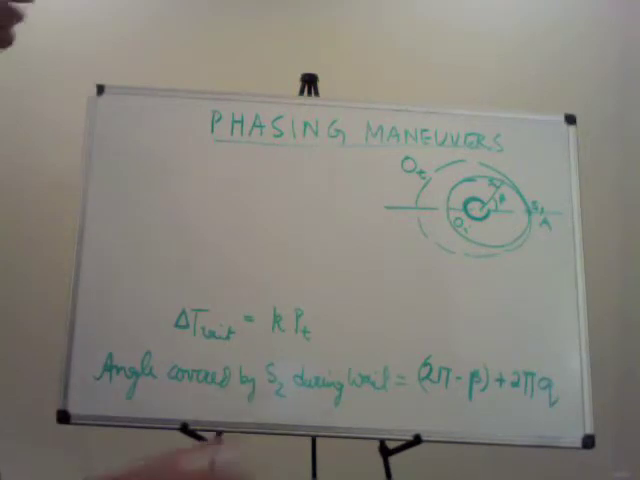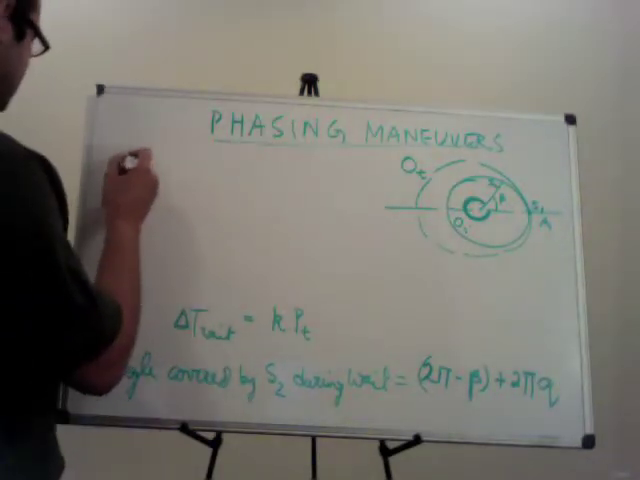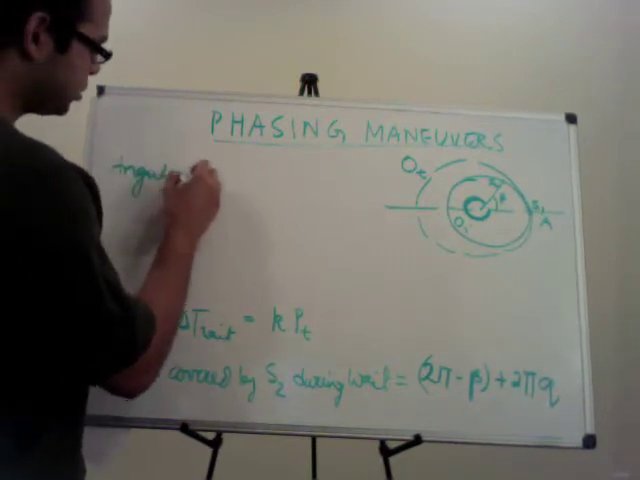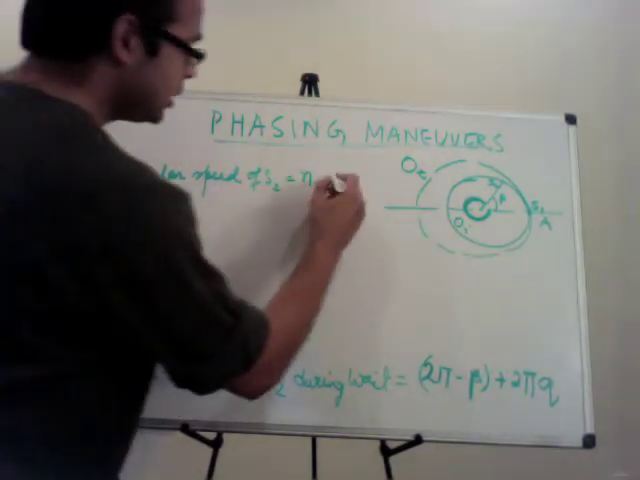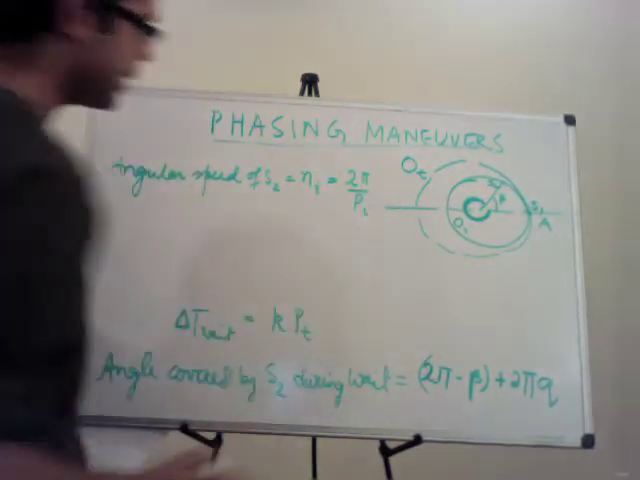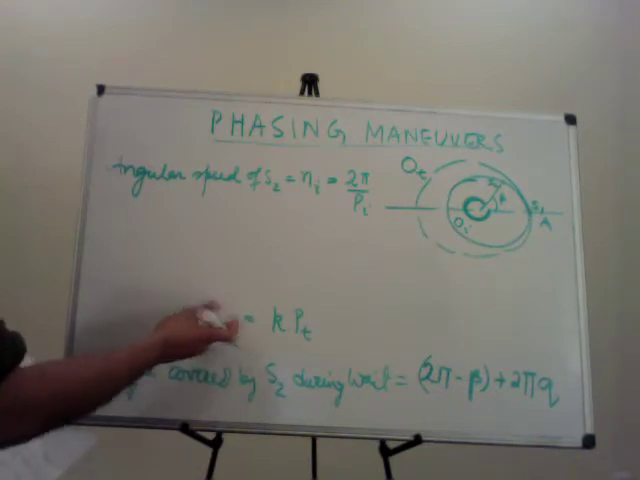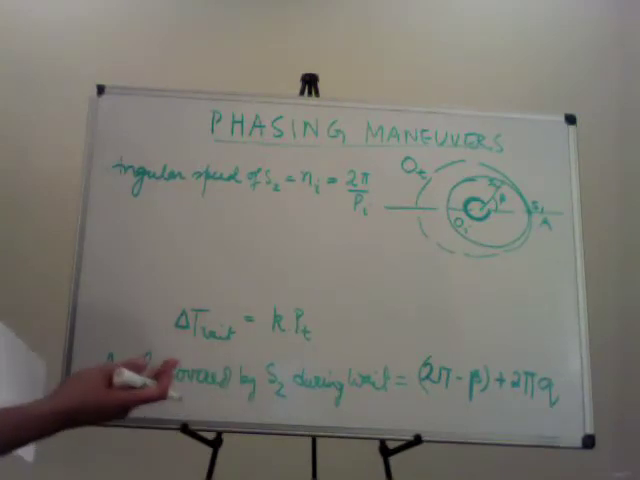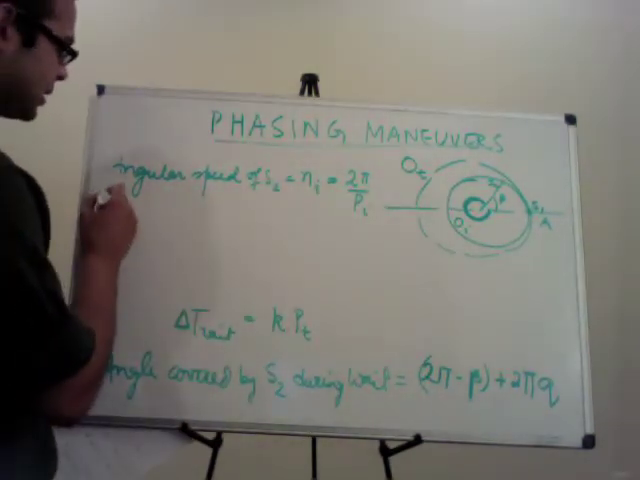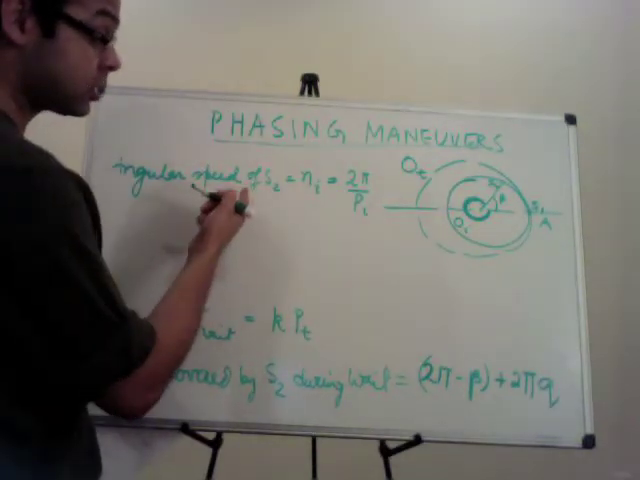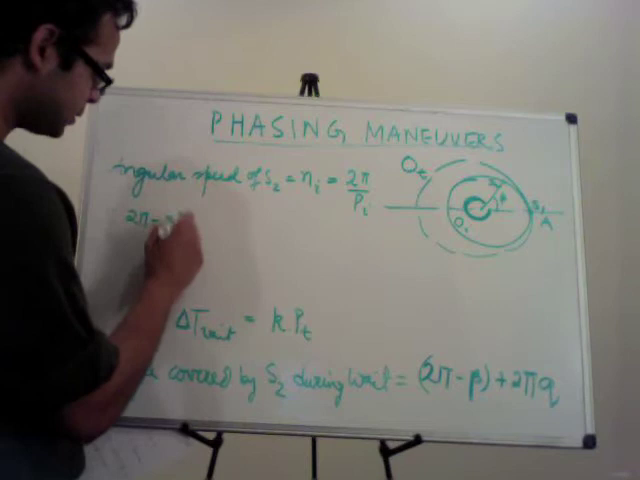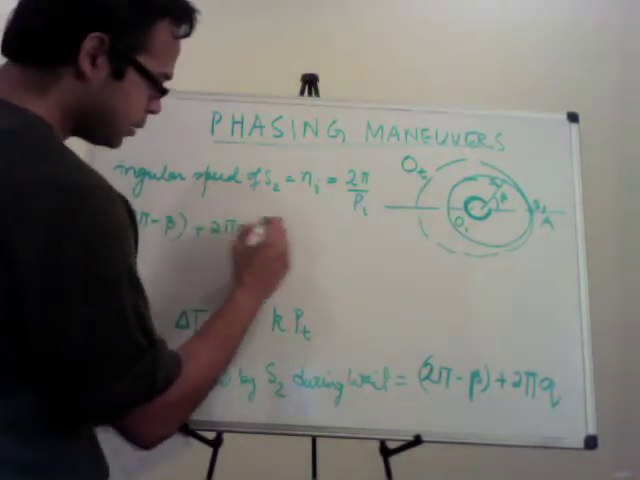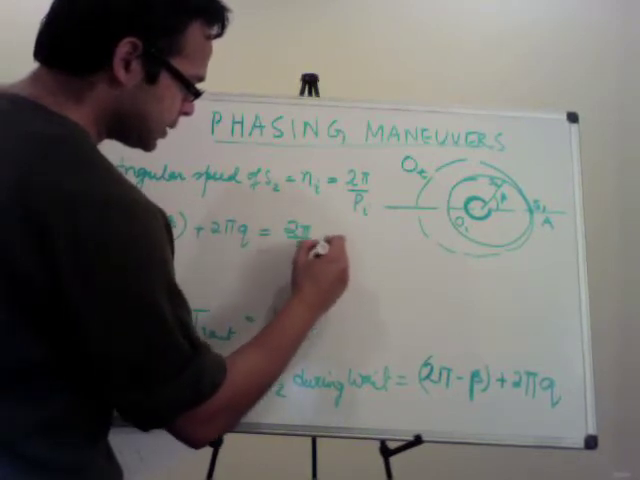Now, what is the angular speed of S2 on the orbit that it is on? The angular speed of S2 is the mean motion, and it is on the initial orbit OI, so this is nothing but 2 pi over PI. Here we have the time it takes for the maneuver to complete, this is the angular distance covered over that time, and this is the speed. Distance is equal to time times speed, because the speed is constant; OI is a circular orbit. So we have the distance 2 pi minus beta plus 2 pi q equal to the speed, 2 pi over PI, times the time, k PT.